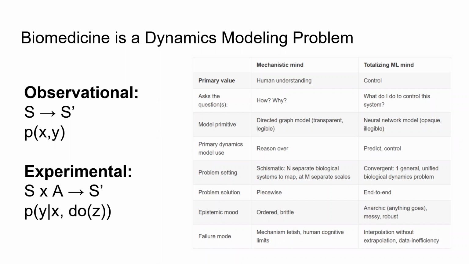In my essay, I lay out a spectrum of approaches that can be taken to this dynamics modeling problem. The two poles I call mechanistic mind and totalizing ML mind. I'd say that the mechanistic mind is what biomedical researchers naturally bring to the domain.